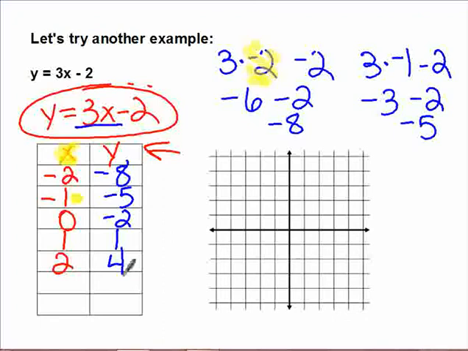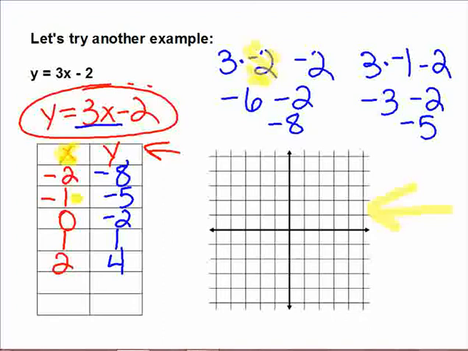Pause the movie now, create a grid like this one here, and try to plot the points on your own. When you start the movie again, you can check your answers. Let's see how you did. Let's start with negative 2, negative 8.